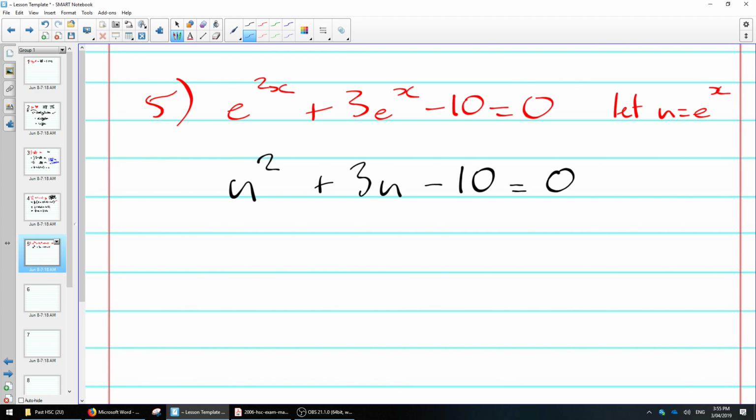Now you've got to do more. What type of equation is this? A quadratic equation. And how do we solve quadratic equations? You don't move the 10 to the other side and start doing that.